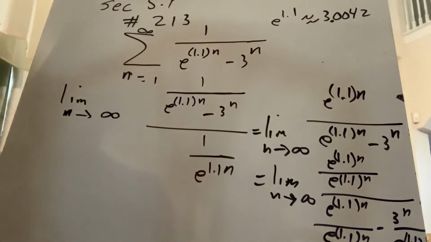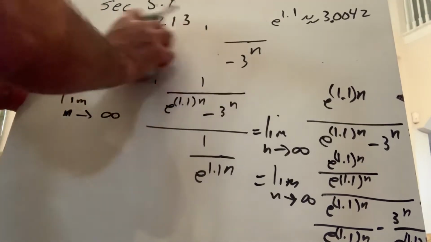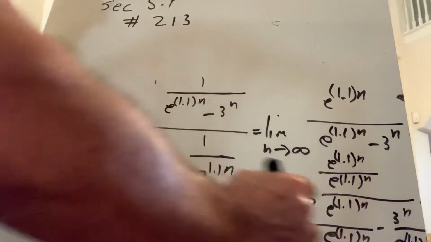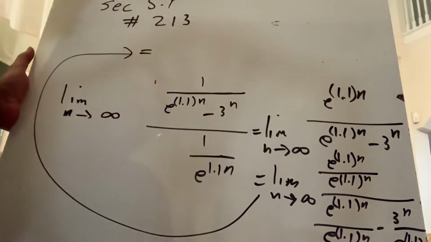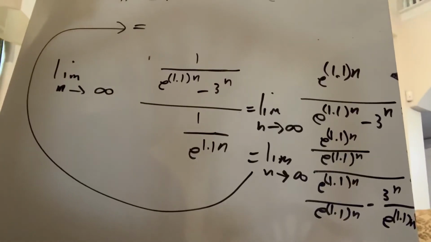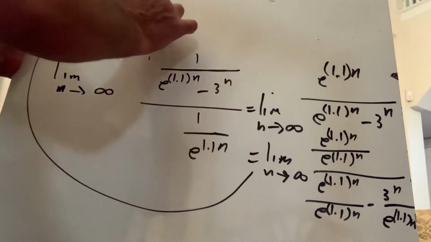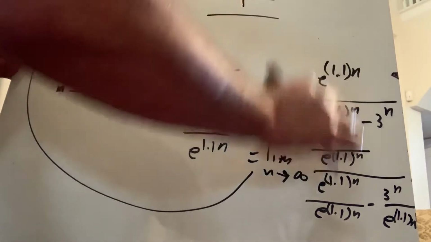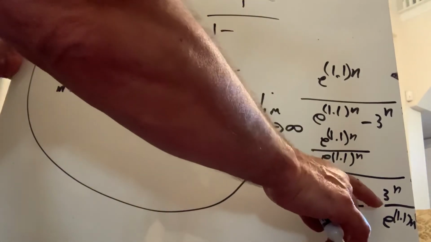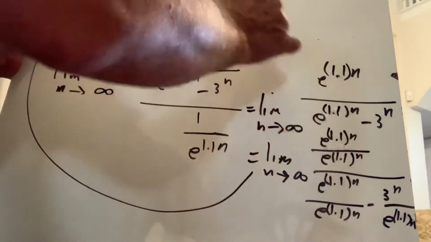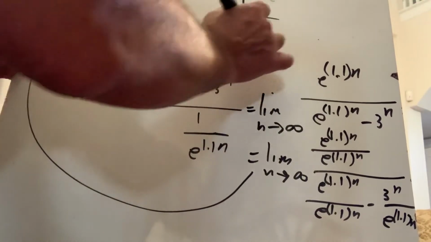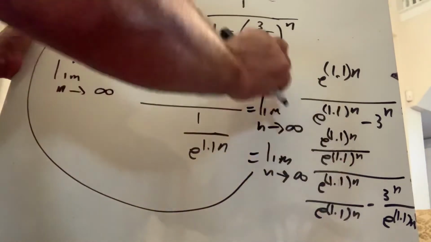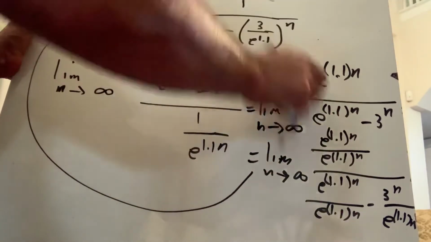So as you reduce that, the top becomes 1. This becomes the limit as n goes to infinity. So again, that's going to be 1 on the top. This is also going to be 1. Now remember, 3 to the n over e to the 1.1 n, I can rewrite as 3 over e to the 1.1, and then the whole thing to the n. That's just a little algebra, because the top to the n becomes that, and the bottom to the n becomes that. So we just rewrote it.